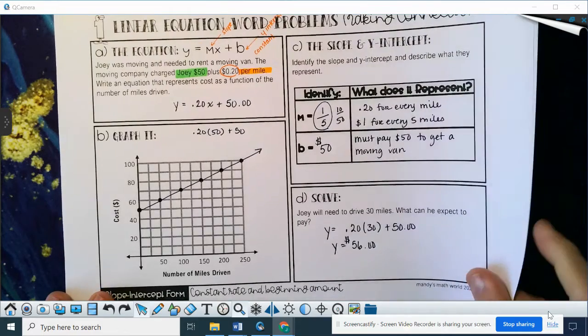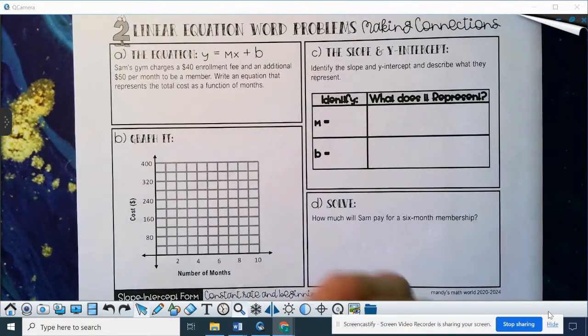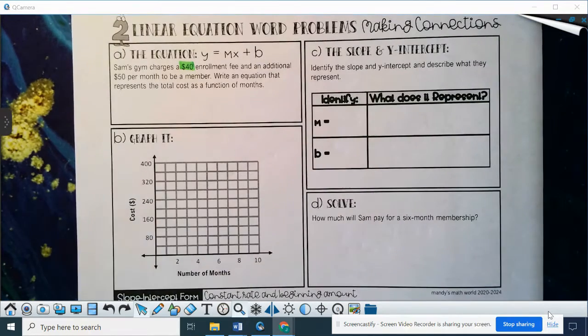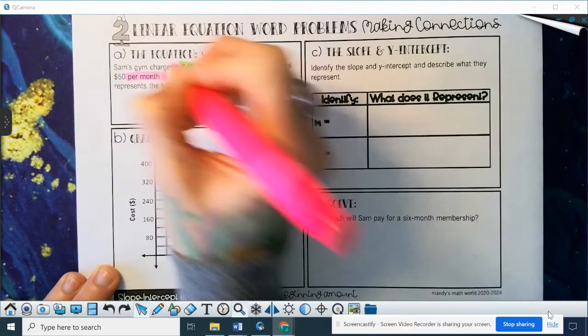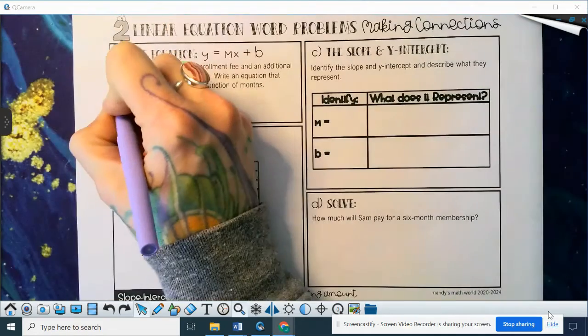Our second example, Sam's gym charges a $40 enrollment. There's no way you're getting out of your enrollment fee unless they waive it for some other reason. But overall, every time you walk into the gym, they're going to discuss their enrollment fee. An additional $50 per month. So the per month part, remember we talked about, is the important part. And that's that $50 per month. So that's going to be our slope.